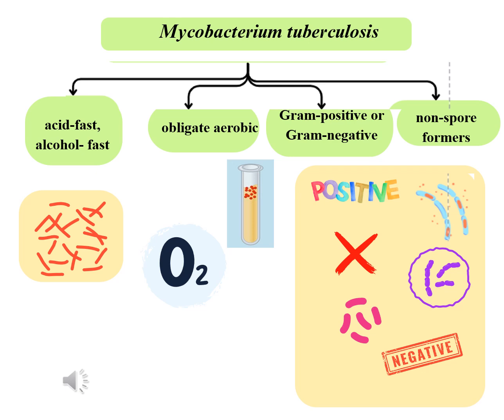Morphology of Mycobacterium tuberculosis. Mycobacteria are thin, straight, or curved rods, obligate aerobic non-spore formers. They cannot be classified as either gram-positive or gram-negative. They are classified as acid-fast and alcohol-fast as demonstrated by the Ziehl-Neelsen stain. They appear as thin pink rods, single or in small groups.